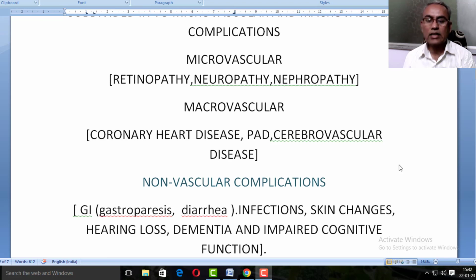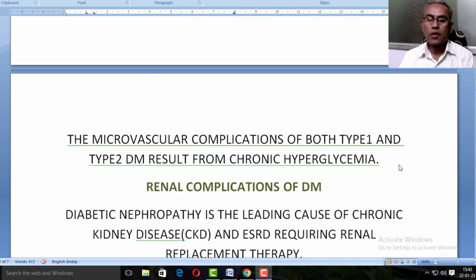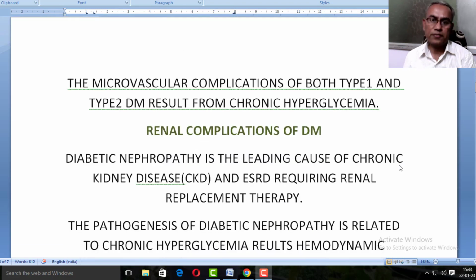Non-vascular complications are GI system, that is gastroparesis, diarrhea alternating with constipation; in general, infections, especially skin infections, recurrent fungal infections, and skin changes, that is altered or hyperpigmented patches on the body; hearing loss, dementia and impaired cognitive function. Microvascular complications of both type 1 and type 2 DM result from chronic hyperglycemia.